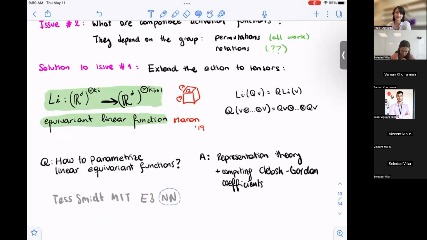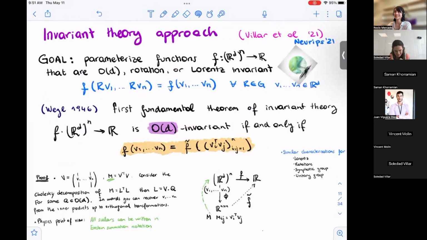Thanks. Okay. So if you already know this and I'm going too slow, please let me know and I can step up. So another way to implement invariant models or equivariant models is using techniques from invariant theory, like very classic mathematical tools from the 50s and the 40s. Basically, the idea is the following.